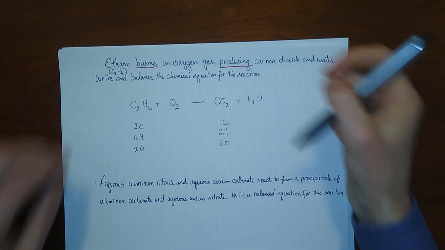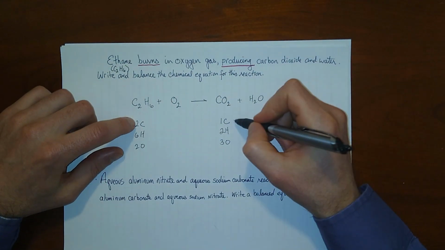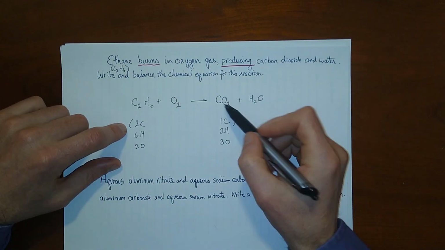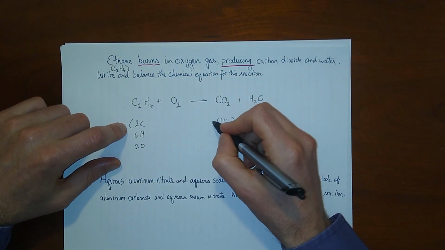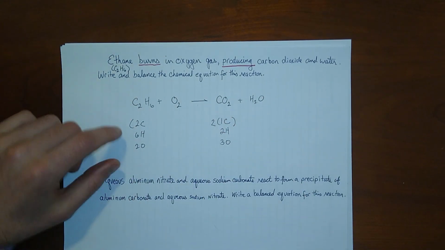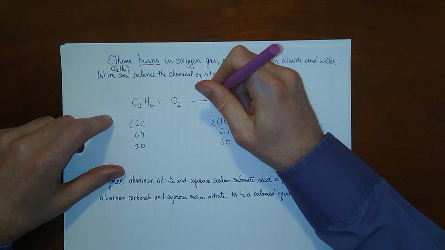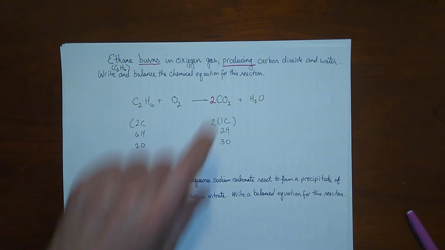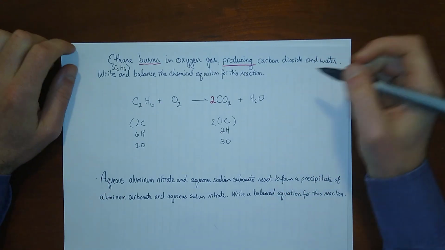Okay, I just take this one element at a time. I can start by balancing the carbon, for example. If I had 2 of these, then I would have 2 carbons on this side and 2 carbons on this side. So we're going to, at least temporarily, again, this might not be the final coefficient that we want here, but for now, just to balance the carbon, we're going to change it to a 2.